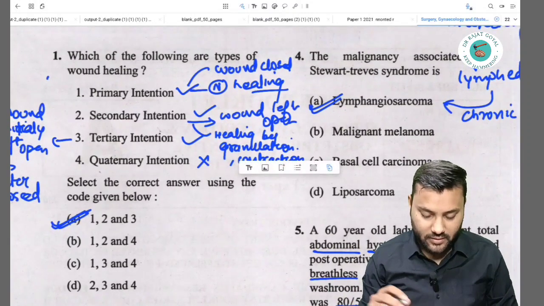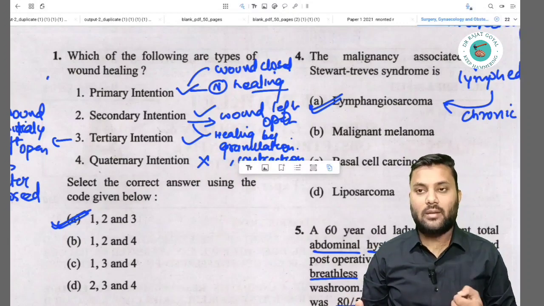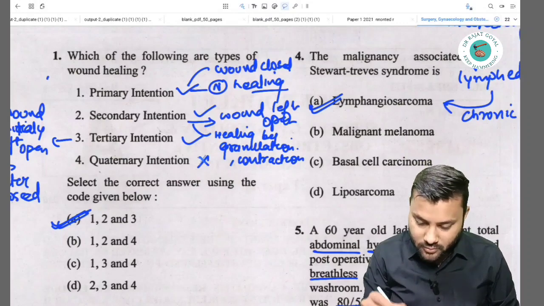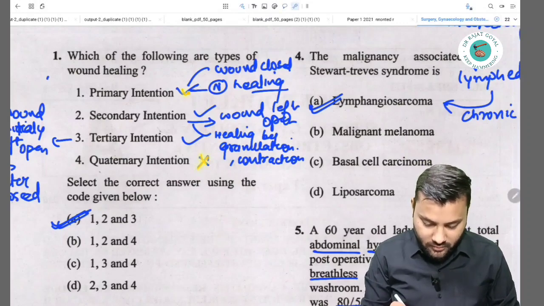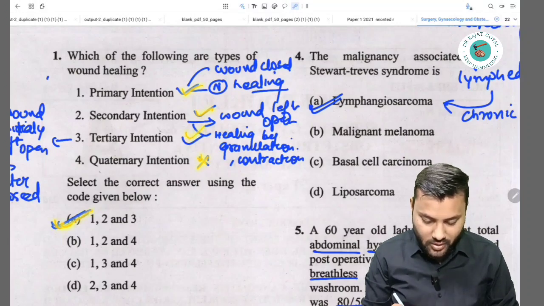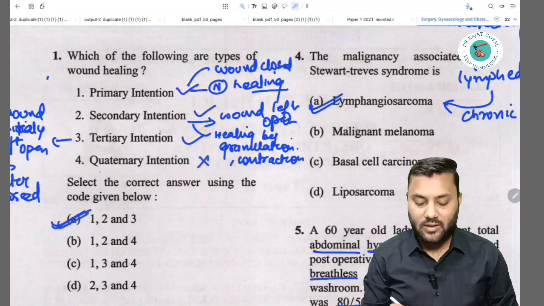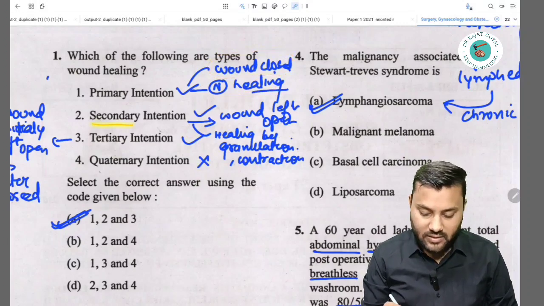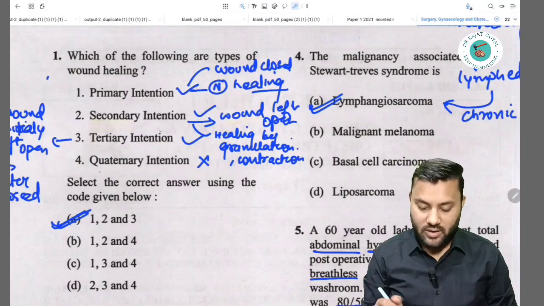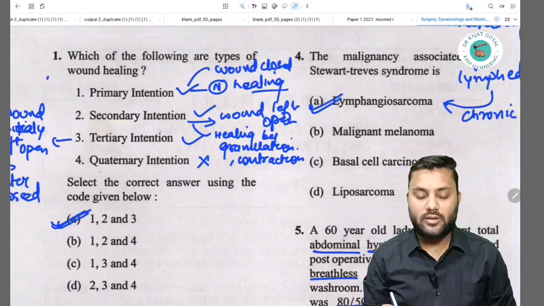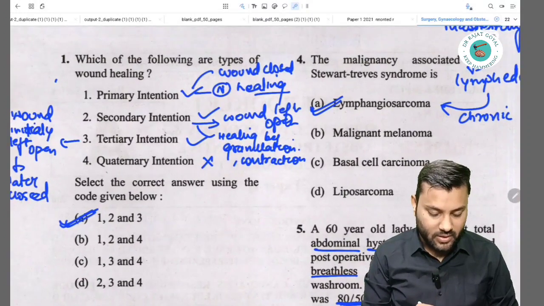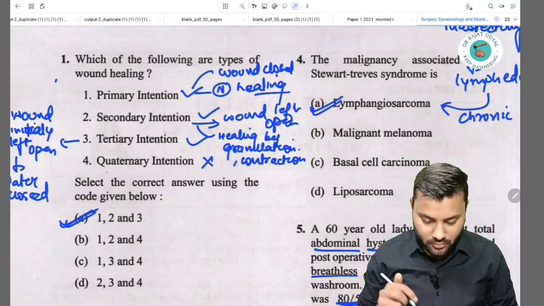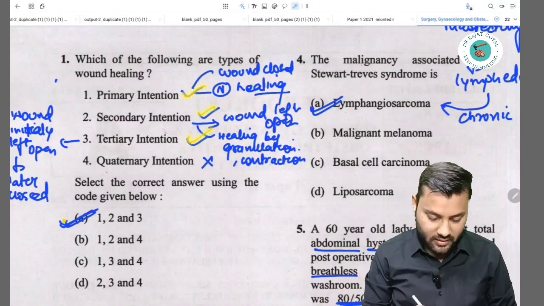Which of the following are the types of wound healing? So we know that wound healing can be primary, secondary and tertiary, but there is no quaternary. So the answer here will be 1, 2 and 3. There is no quaternary intention. In primary intention, we close the wound and normal healing occurs. In secondary intention, we leave the wound open and healing occurs by granulation tissue. And in tertiary, we initially leave the wound open, and after that we close the wound later on. So the answer here will be 1, 2 and 3. Option A is correct.